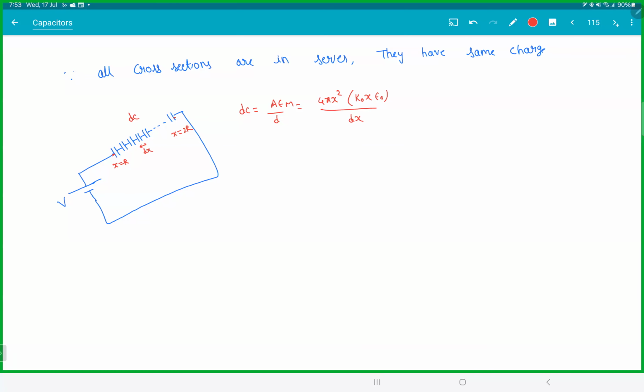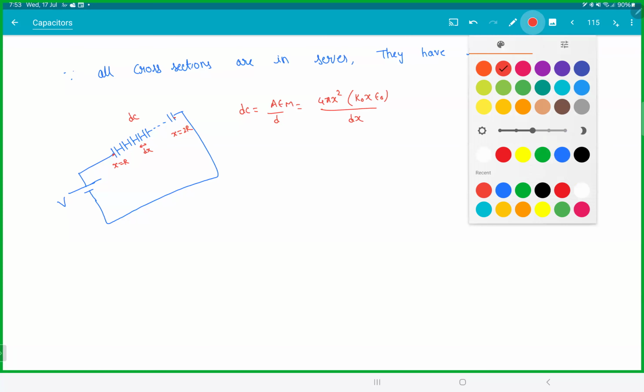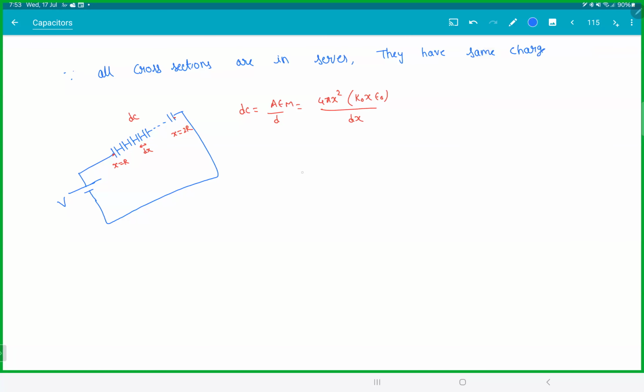Is it making sense now? That is what we did basically. You treated each shell like one capacitor. Now, since all are in series, they have the same charge. So I can write Q is equal to CV. So Q is equal to CV, so basically the potential difference is Q by C.